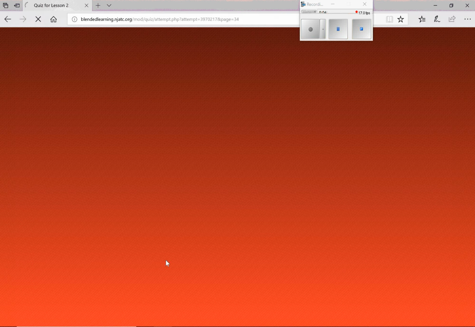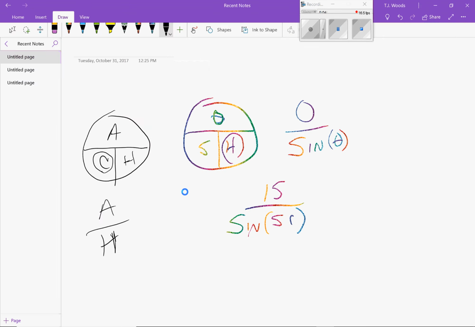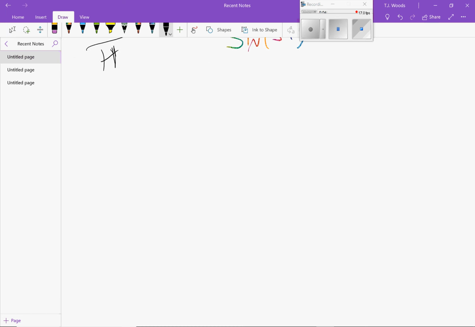The next question is they're asking about the opposite. Let me go down a little ways. So if you remember, the hypotenuse is equal to the square root of your opposite squared plus your adjacent squared. Or your opposite is also equal to the square root of your hypotenuse squared minus your adjacent squared.